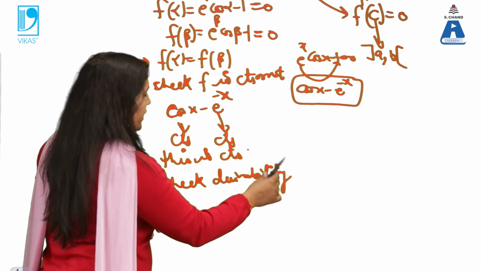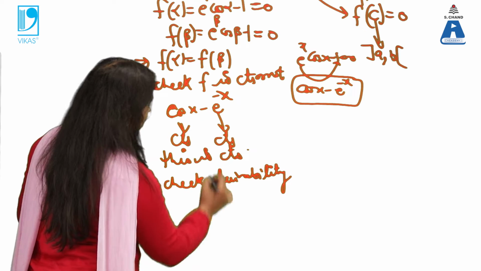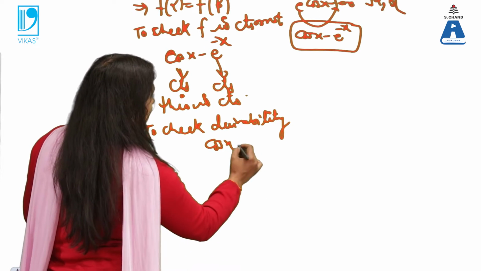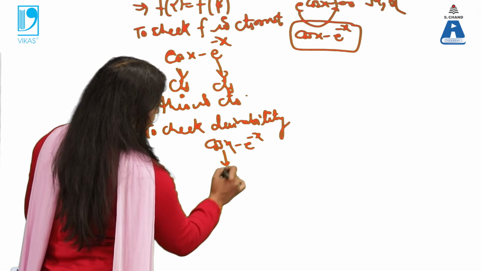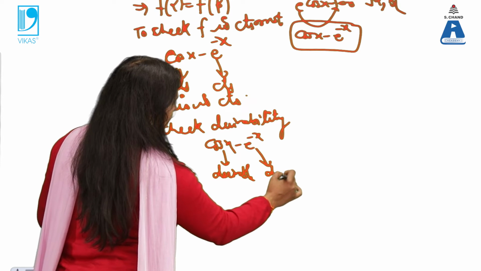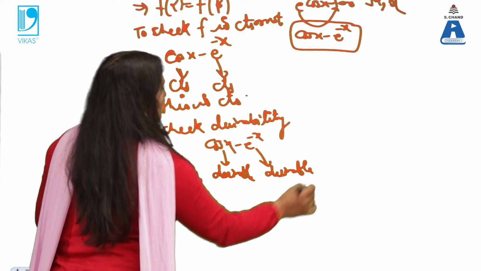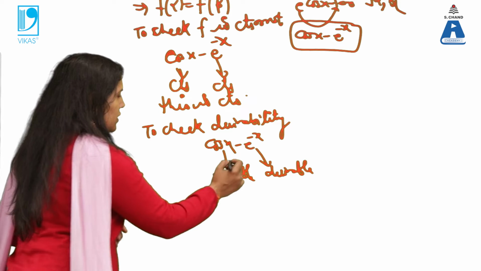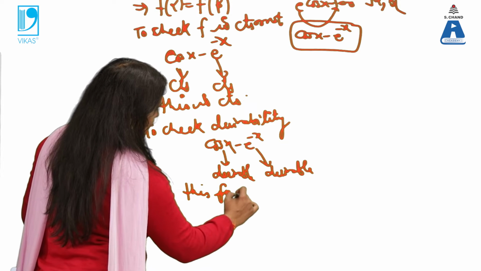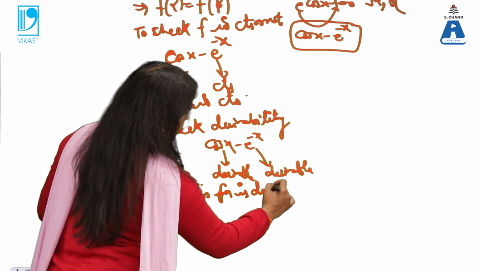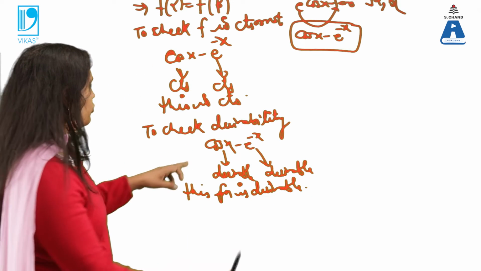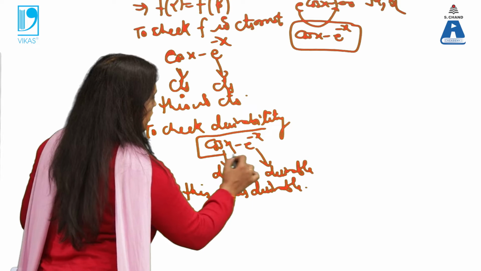So to check derivability, what to do? Again, cos x minus e to the power minus x is derivable. The cos function is derivable, the exponential function is derivable, and the subtraction of two derivable functions is derivable. So easily we can say that this function is derivable. So all the three conditions hold on this function that I am discussing.